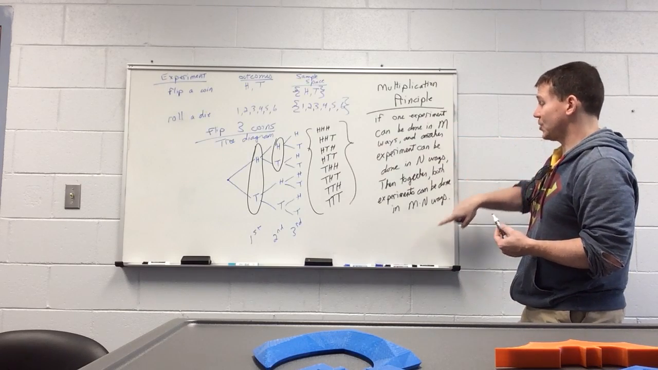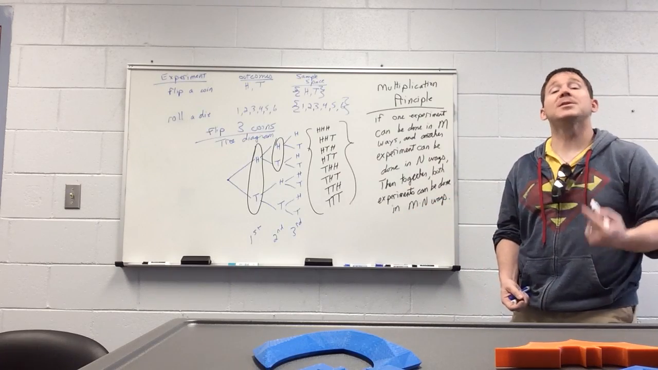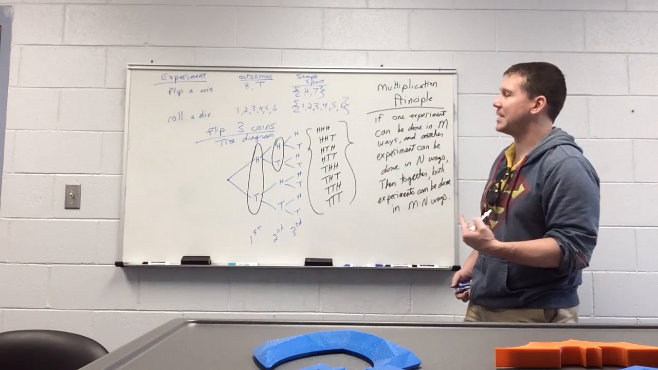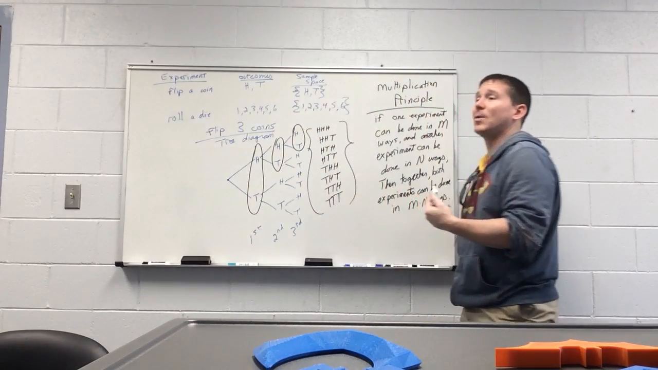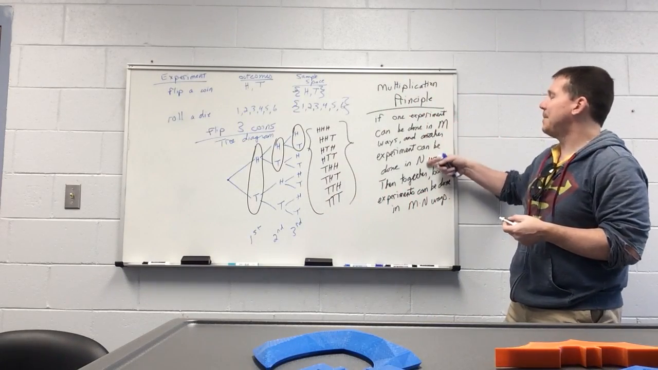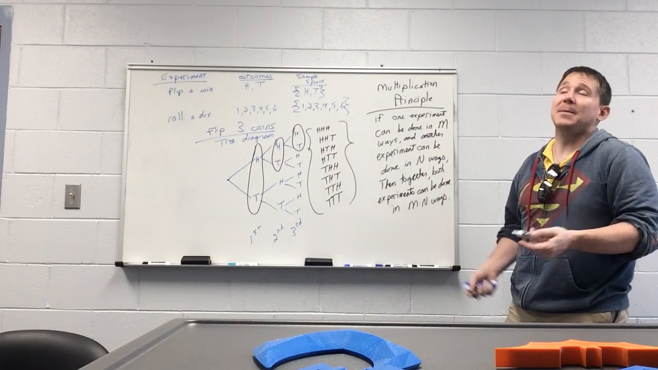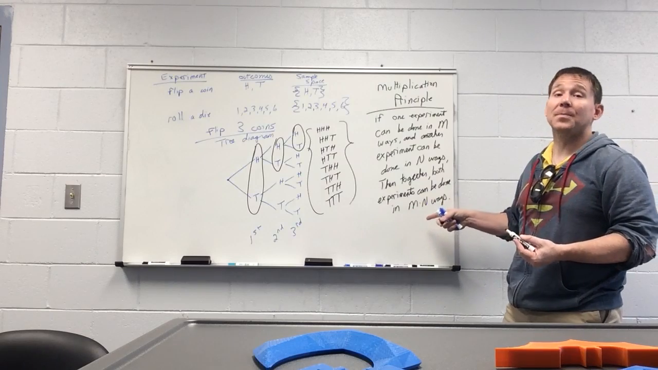So together, the first 2 flips can be done in 2 times 2 ways, 4, which is what we saw. We had 4 outcomes when we flipped twice. Here, if I add a third experiment, flipping the coin again, the same principle would work. Maybe I say M, N, and the third experiment can be done in O ways. Then you would get M times N times O.